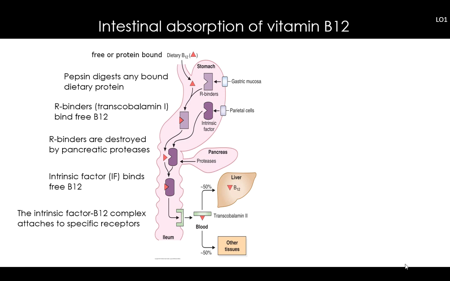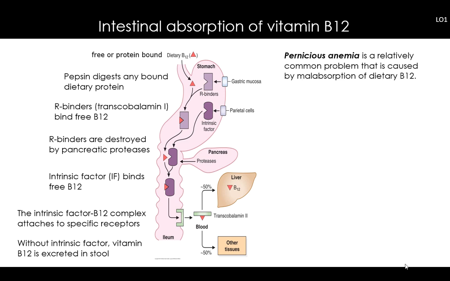The intrinsic factor B12 complex then attaches to specific receptors in the terminal segment of the small intestine, or ileum, after which the complex is internalized. Following internalization, it is carried in the blood by a protein called transcobalamin 2 to the liver or other tissues. Without intrinsic factor, any unabsorbed B12 is excreted in the stool.